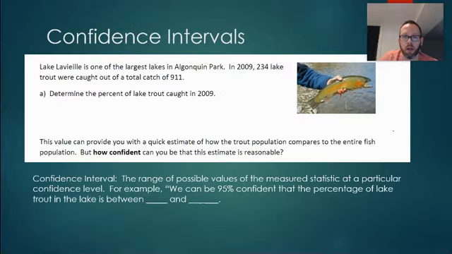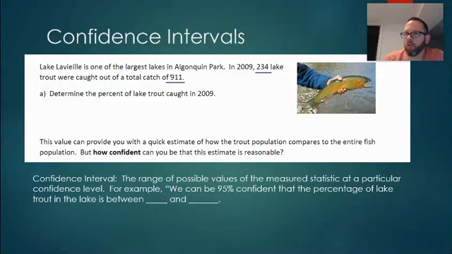So let's dive in. We're going to learn about confidence intervals by working through an example based on the motivation we talked about earlier. So I think this says Lake Lavier, but I don't speak French. But it's a big lake in Algonquin Park. In 2009, some researchers caught 911 fish, and 234 of them were lake trout.